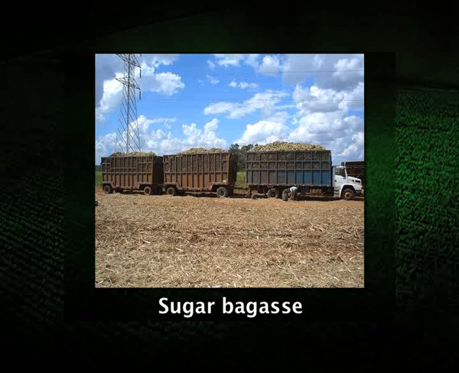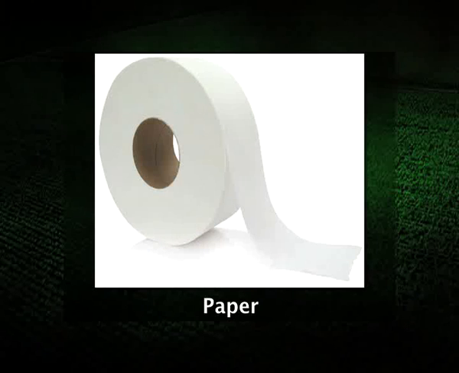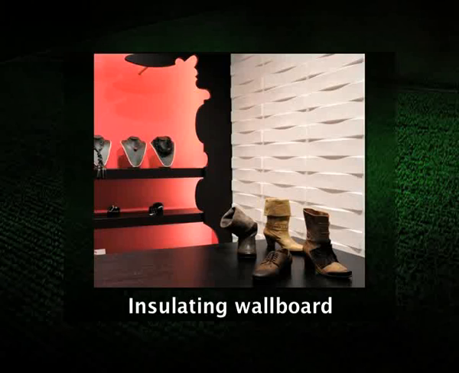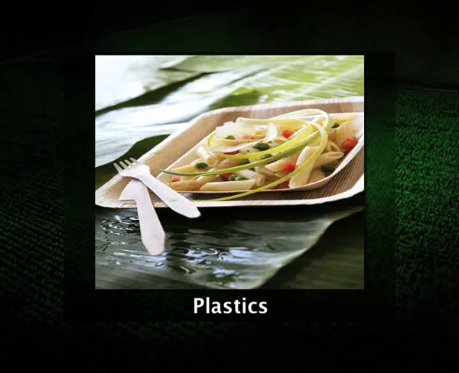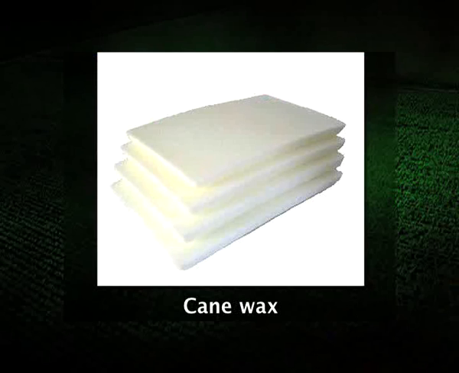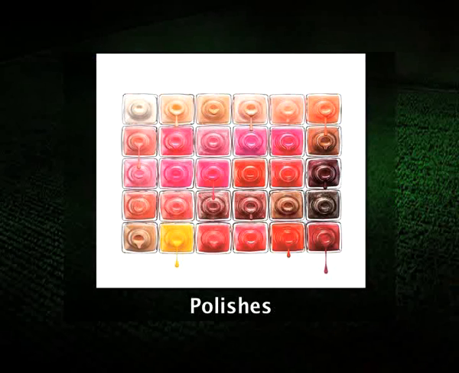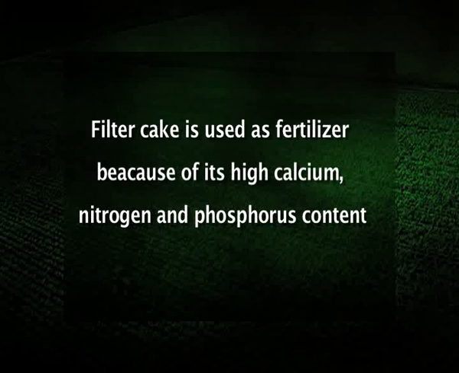Sugar bagasse, the fibrous portion of the sugarcane that remains after the juice has been removed, is burnt as boiler fuel, but is also used in the manufacture of paper, insulating wall board, fireboard, cardboard, plastics, and furfural, the latter being important in oil refining and nylon industries. Cane wax after extraction with solvents is used in the manufacture of polishes, cosmetics, and paper coating, for example carbon paper. The filter cake is used as a fertilizer because of its high calcium, nitrogen, and phosphorus content.